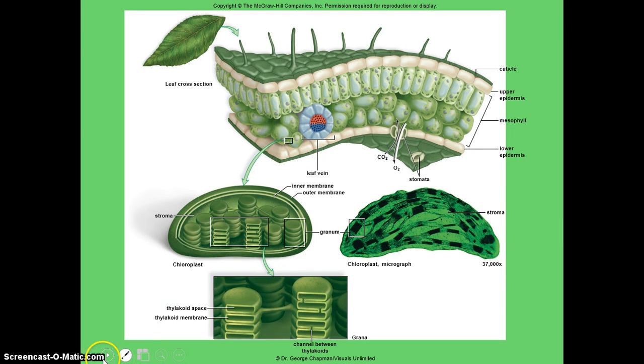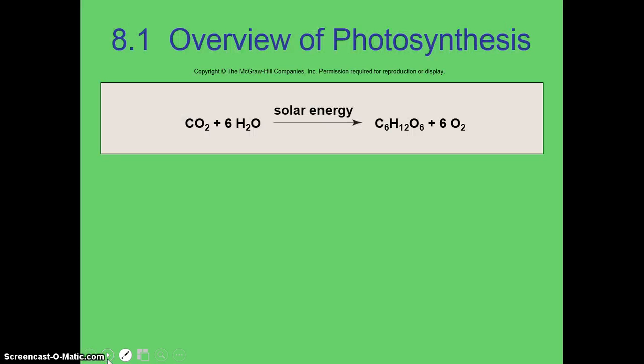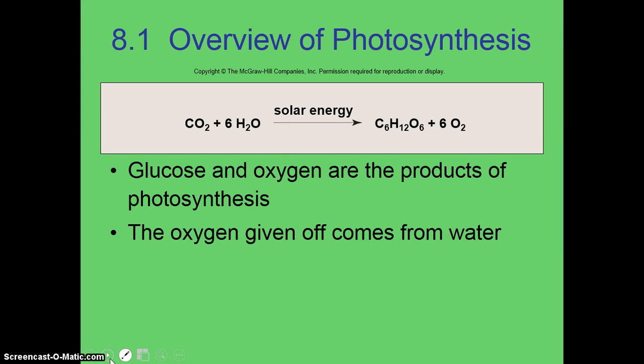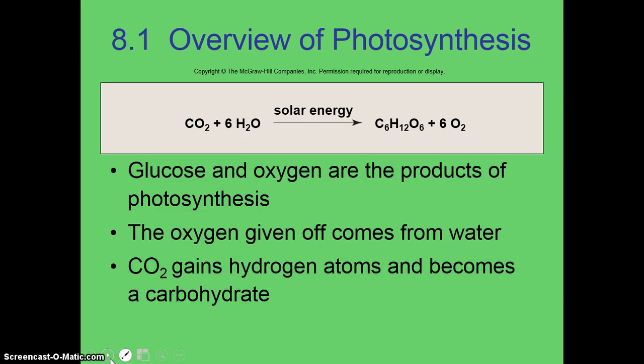Let's get a little bit more specific about what's going on in photosynthesis. Okay, so in photosynthesis we have carbon dioxide and water, and it uses solar energy to convert to glucose and oxygen, which is really similar to cellular respiration, just a little backward. So glucose and oxygen are the products, and the oxygen given off comes from the water. The carbon dioxide is going to gain hydrogen atoms and become what we see right here, which is known as a carbohydrate.